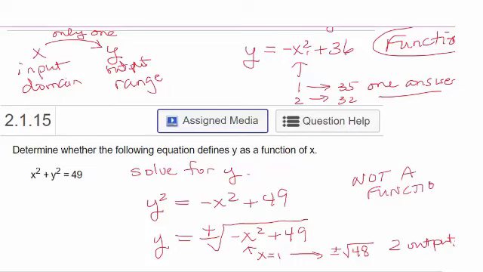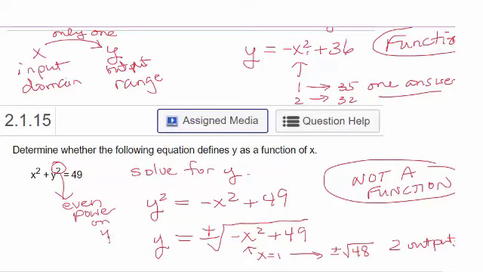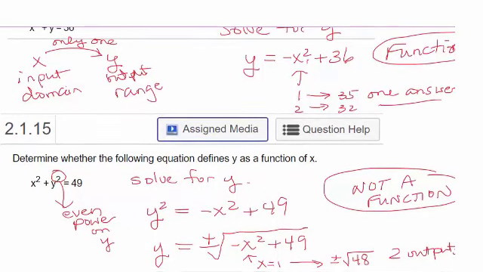And in fact, this will happen anytime you solve for y and you have a y squared here. In fact, it's going to happen anytime you have an even power on the y. Y will not be a function of x in that case. It's okay for x to have an even power. We saw that in the previous example, but it's not okay for y, because then that means that there's a single x that can give two answers, two outputs.